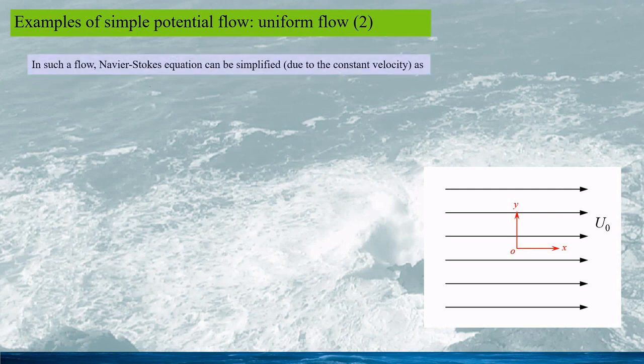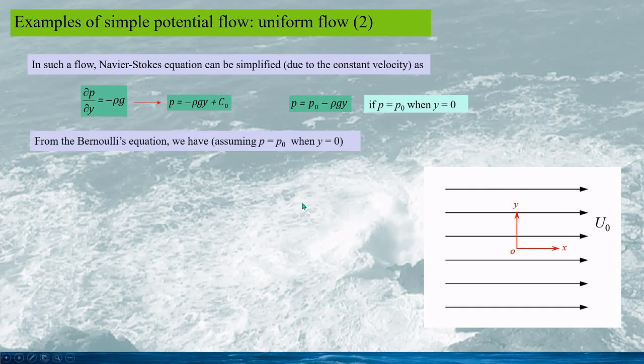And in such a flow, the Navier-Stokes equation can be simplified due to the constant velocity as this. So we can get the pressure of the flow as this. If we take the pressure P0 at y equals 0, we have the pressure expression as this. We can also obtain the pressure from the Bernoulli's equation. We assume the pressure equals P0 at y equaling 0. So the Bernoulli's equation is given by this, and we have the pressure expression. Hence, we can see these two methods give the same expressions for the pressure.